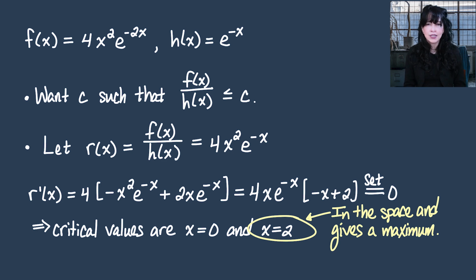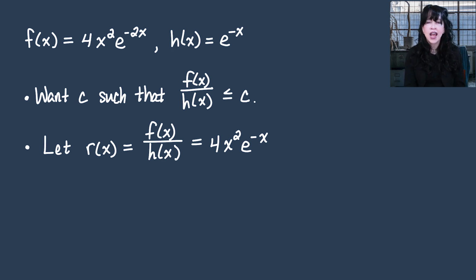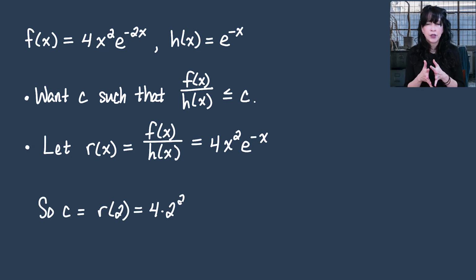So I want an upper bound for f over h. I just found the value that I could plug in here that gives me the largest value. I'm going to use that. So my c, my upper bound, I'm going to define to be r of 2, which is going to be 16 e to the negative 2. That is an upper bound for f over h. It happens to be the tightest bound we can come up with, because you can take any value for c that is above the 16 e to the negative 2, but I wouldn't recommend it for reasons that I will show you towards the end of this video.